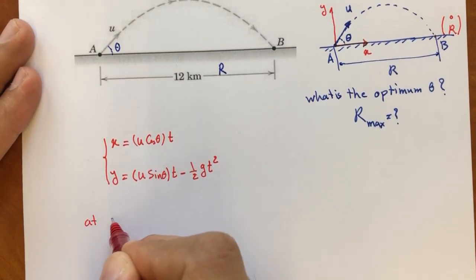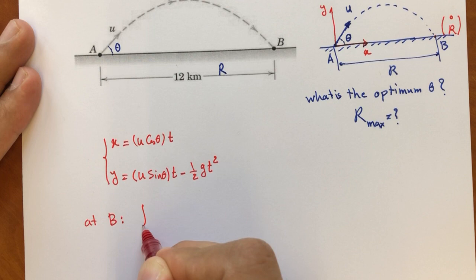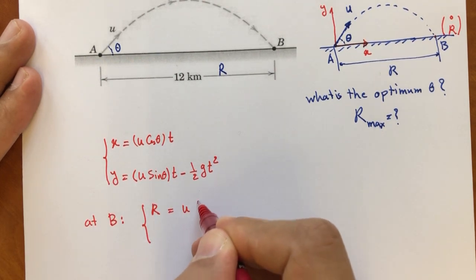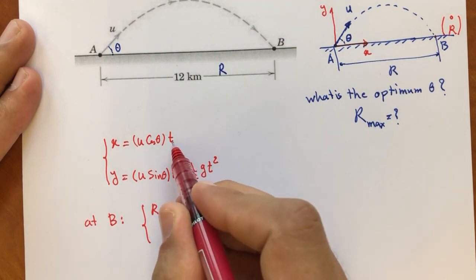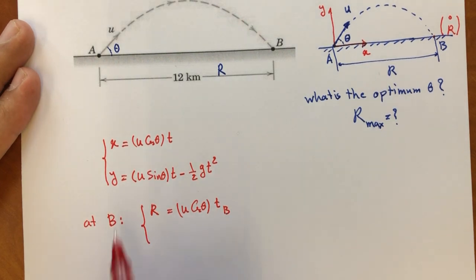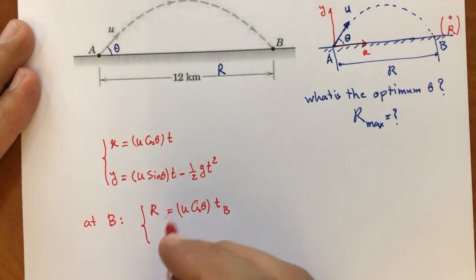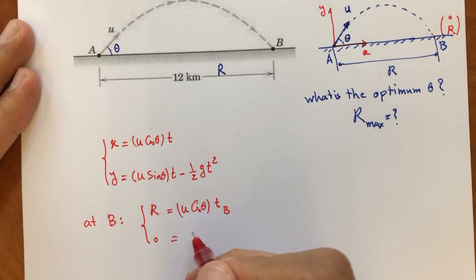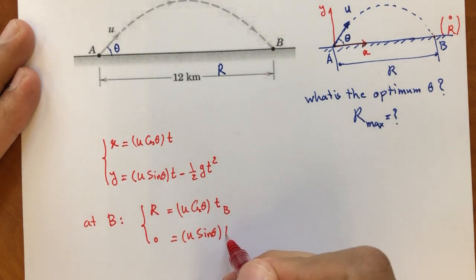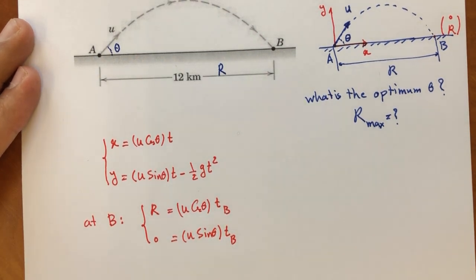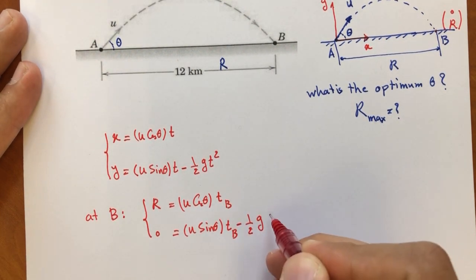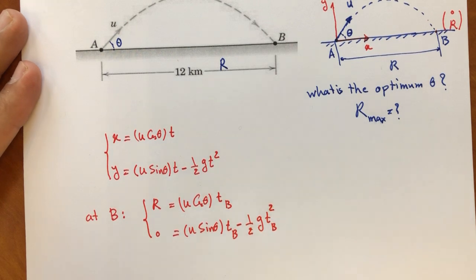At B, we are going to have x equal to r, which is equal to u times cosine of theta times the time that it hits B. Let's call that TB. And same thing for the other one. y at B is equal to 0, which is equal to u times sine of theta times TB, the time at which it hits B, minus 1/2 of g times TB squared.